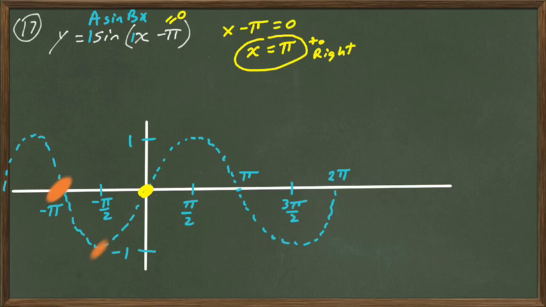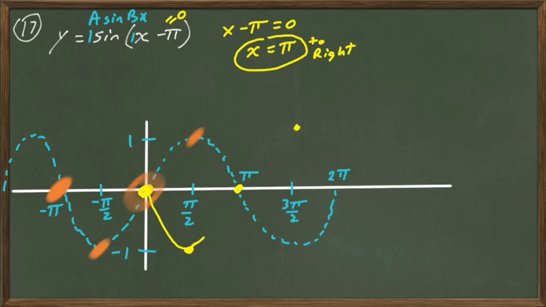Do you see this point at the bottom? Yes. Move that pi to the right. Where would it be? Here? Yes. Do you see this point here? Move it pi to the right. Where would it be? Here. Take this point right here. Move it pi to the right. Would it be over here?